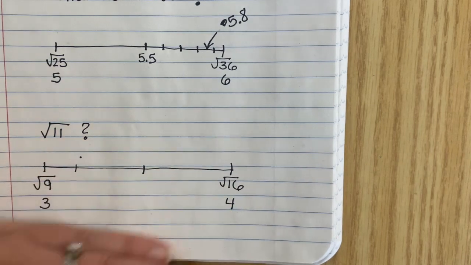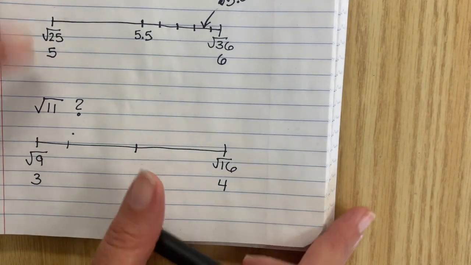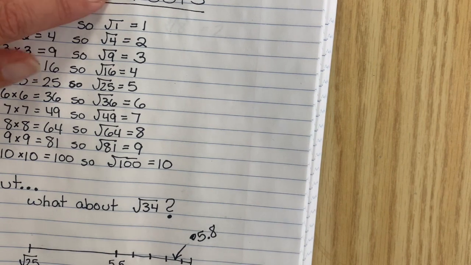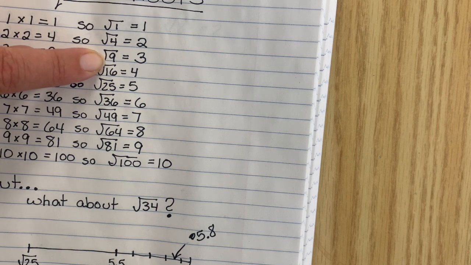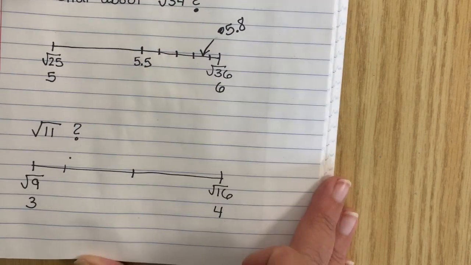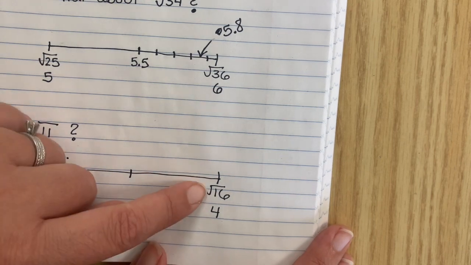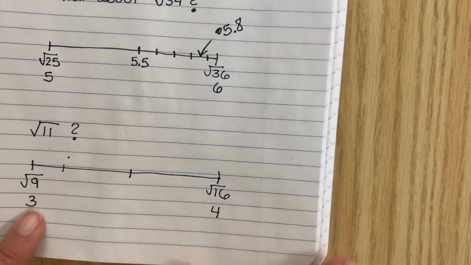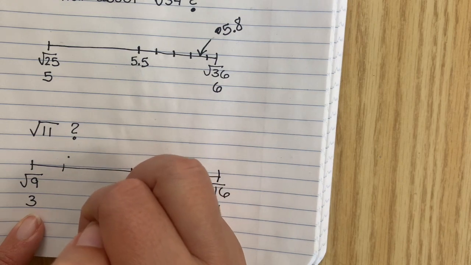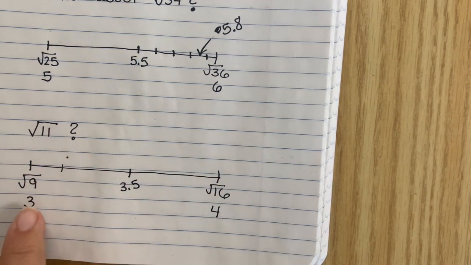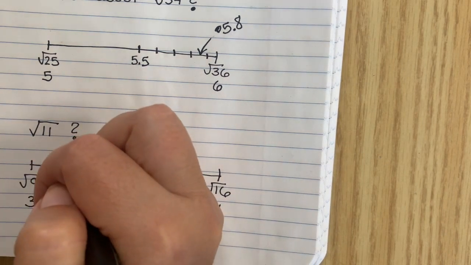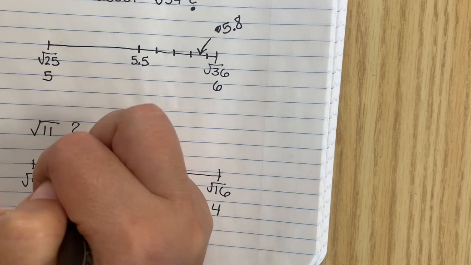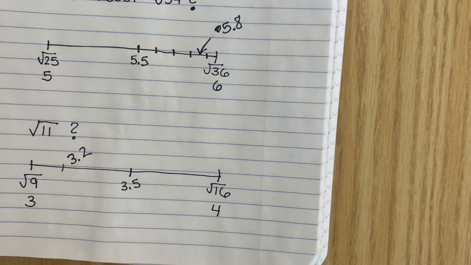So the next one is the square root of 11. If I go back up here, square root of 11 is between which two perfect squares? And that would be 9 and 16. So I would go down here, square root of 9 is 3, the square root of 16 is 4. Halfway between there would be 3.5. And the number 11 is closer to 9 than it is 16, so I would say it's somewhere around here. So I could estimate it to be about 3.2 or so. Again, this is just an estimate.